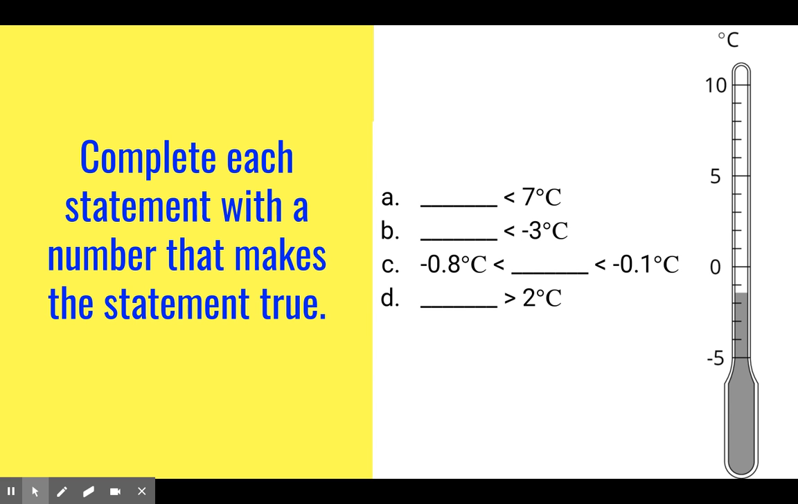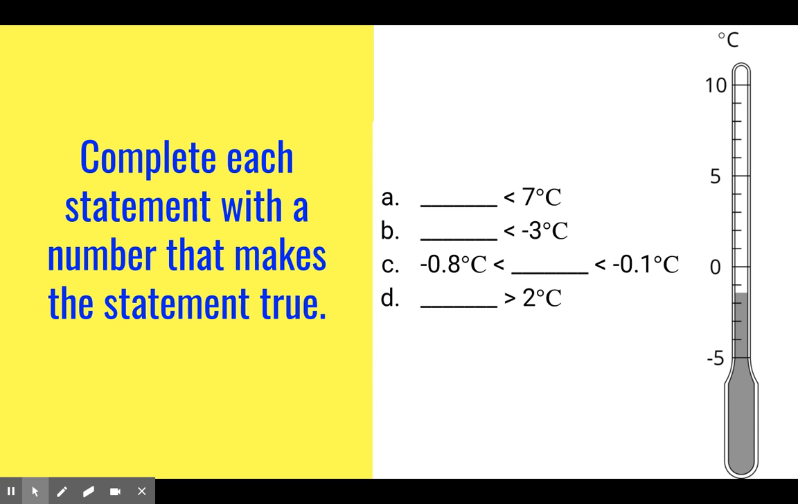All right, beautiful people. Let me give you some examples of what I came up with. For letter A, I chose that 5 degrees Celsius is less than 7 degrees Celsius because we know 5 is less than 7. So that's a good number to choose. Of course, your answers may vary, but I chose 5. For letter B, I want a number that's less than -3, and I chose -8 because -8 is less than -3 degrees Celsius. For letter C, I'm looking for a number between -0.8 and -0.1. It might help if you draw a number line. I chose -0.7.